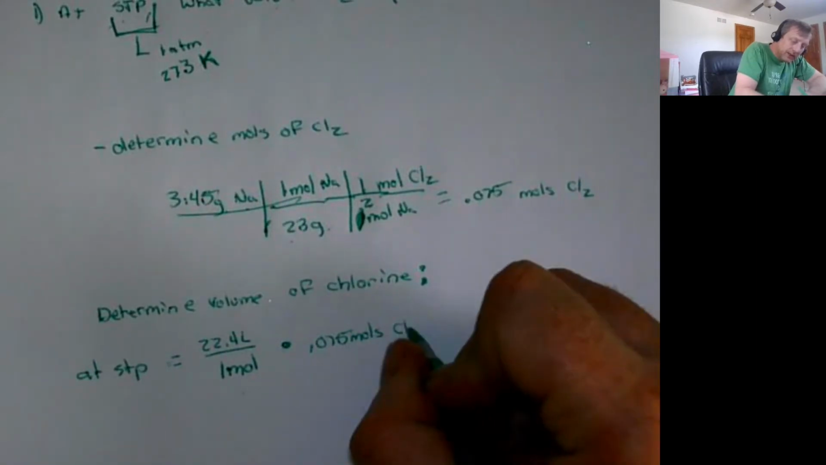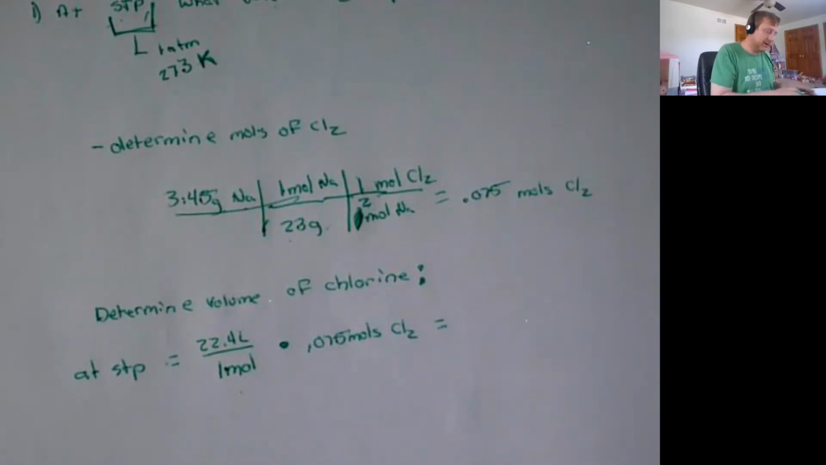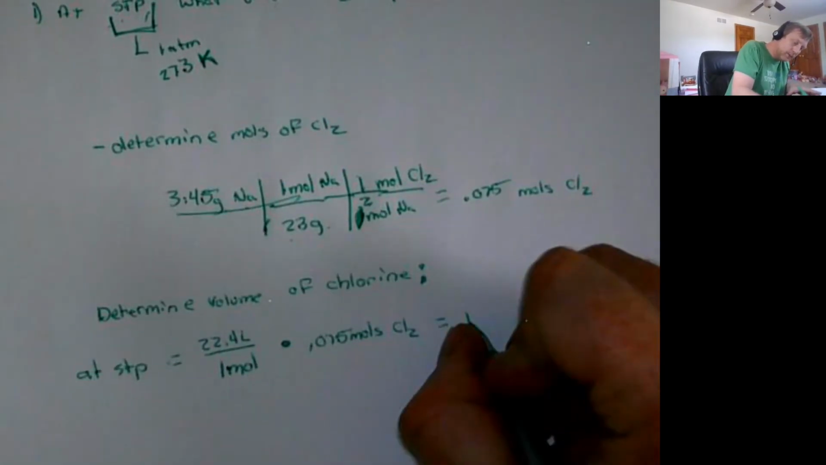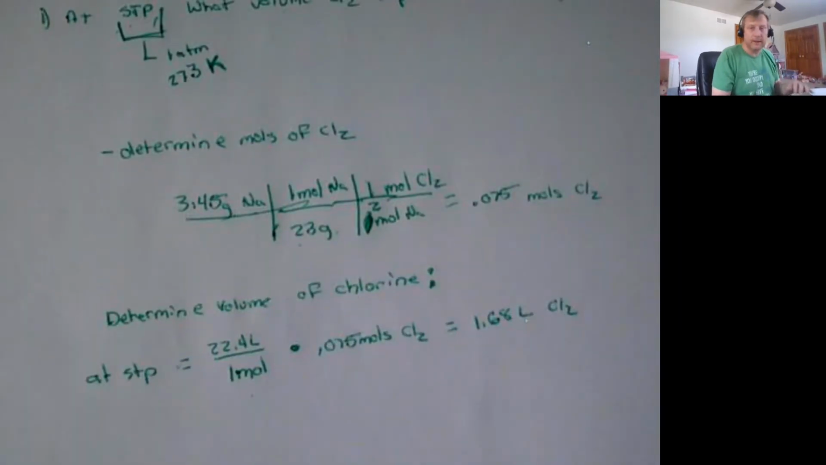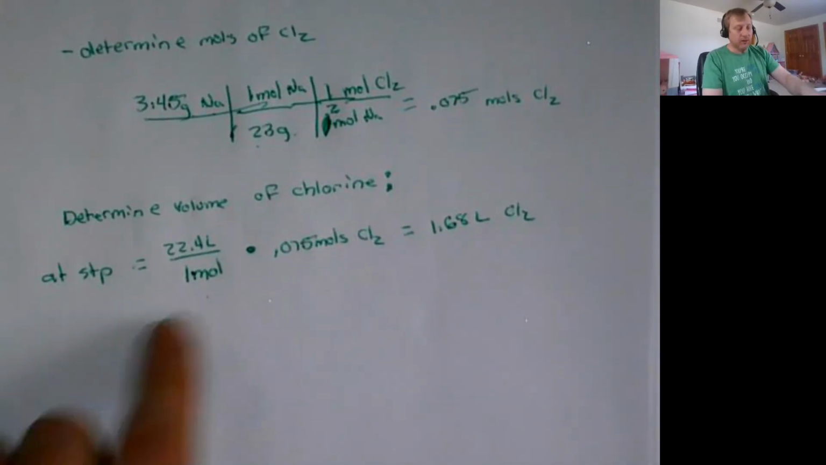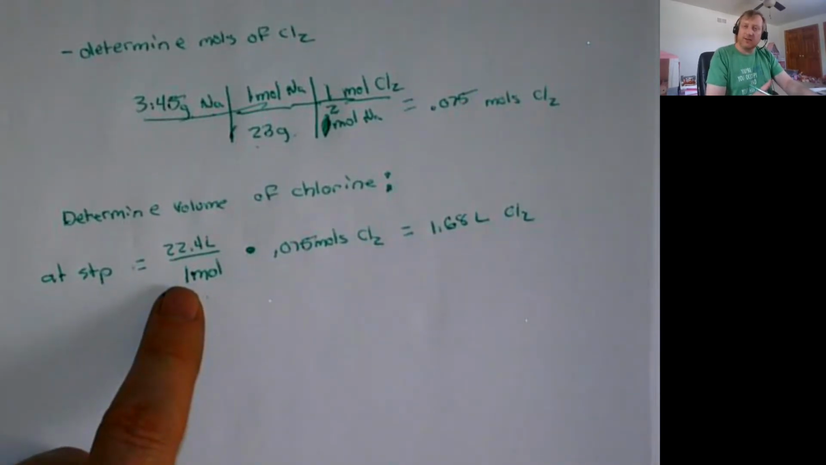And again, this works for any gas. It doesn't matter what the gas identity is, only how many moles of it there are. And we would find out that we'd have some 1.68 liters of chlorine gas needed. Now in problems that aren't at STP, we can still use this conversion factor to find out what the volume would be at STP, and then use the combined gas law to translate that volume to what the volume is at the actual set of conditions.